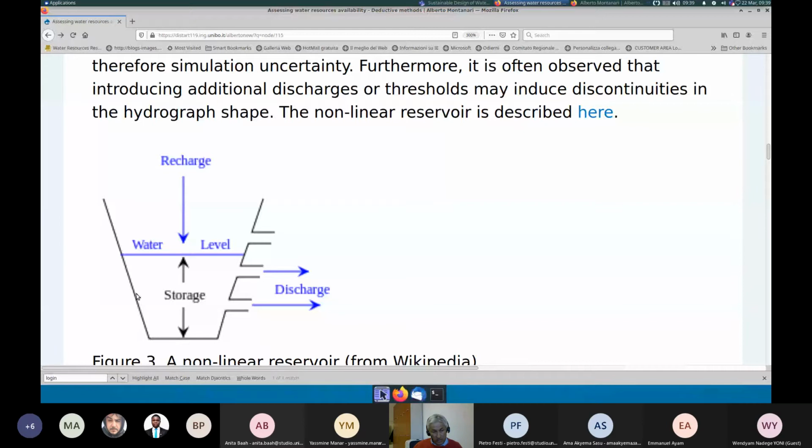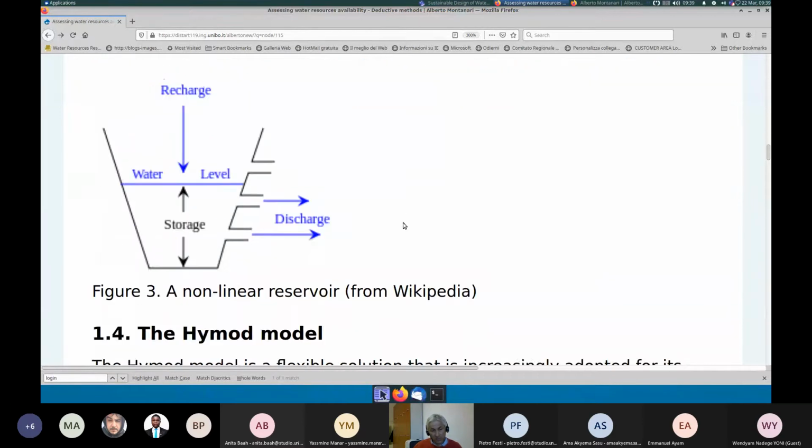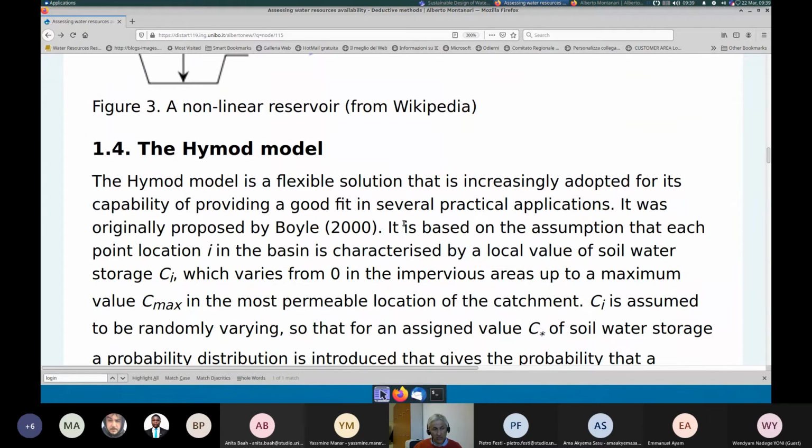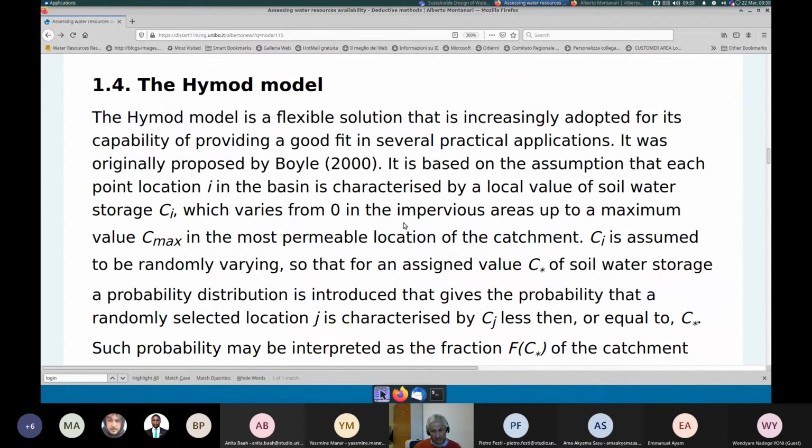But we are not making any application of nonlinear reservoir. What I would like to do instead is to illustrate another model which is called Imod. So this is our next step. On the other hand, I would like to wait a little bit before doing that. And this is different with respect to what I did in the past. In the past, after the linear reservoir, I lectured the Imod model.